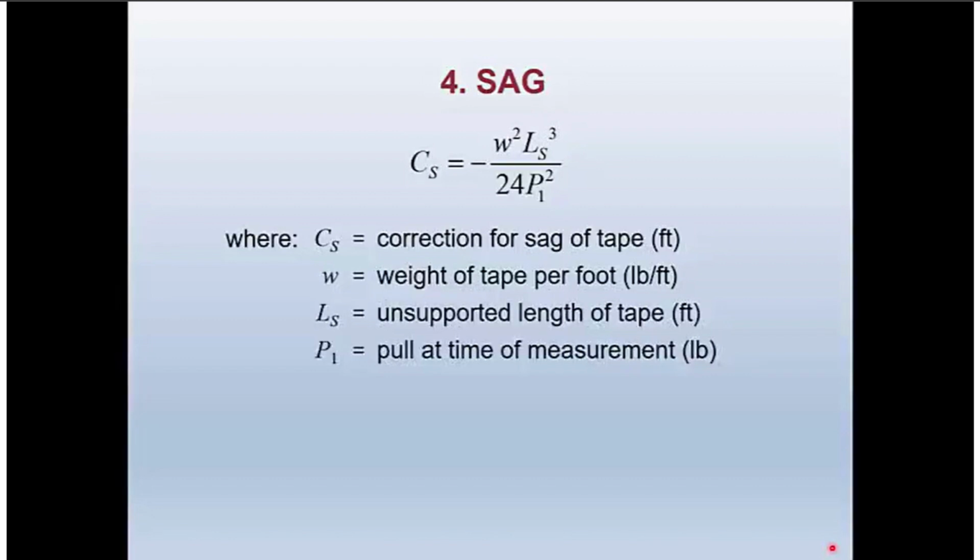L sub S is the unsupported length of the tape, and we compute sag for each unsupported length of tape measured. So if we have a line of 350 feet, we would have 3 C sub S values computed based upon 100 feet of unsupported length, and 1 C sub S value based upon 50 feet of unsupported length.